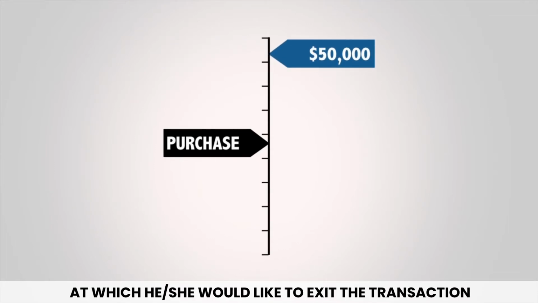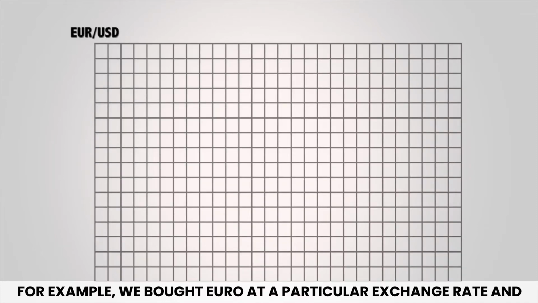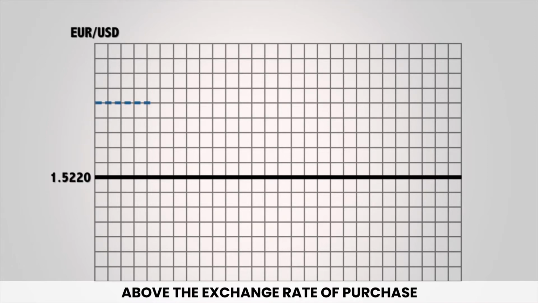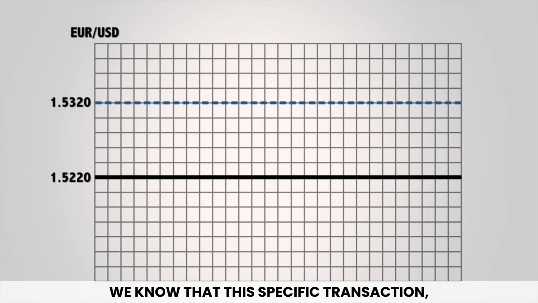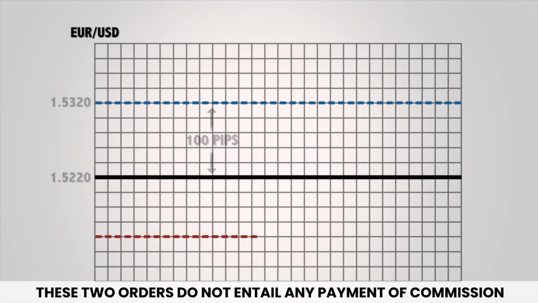to exit the transaction. For example, we've bought euros at a particular exchange rate and we placed a take profit order at 100 pips above the exchange rate of purchase. We know that in this specific transaction, we can only profit a maximum of 100 pips. These two orders do not entail any payment of commission.